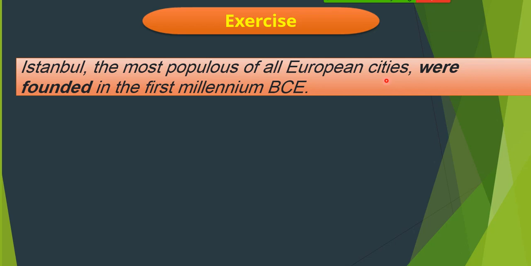That's right. You were tricked, right? Tricked by what? By "cities," right? Yes. Why? Because you didn't follow the strategy. Number one, you have to detect where the subject is. Istanbul, singular or plural? Singular. Where is the verb? "Founded." What about this one in the middle that is surrounded by two commas? What do you call this?